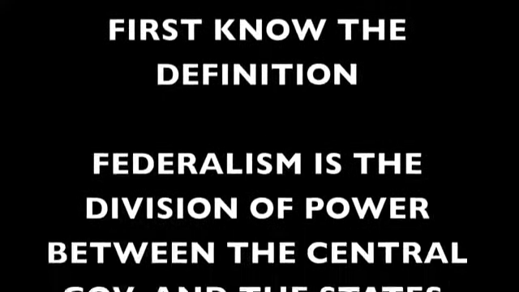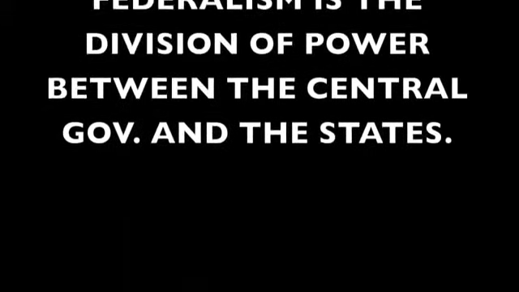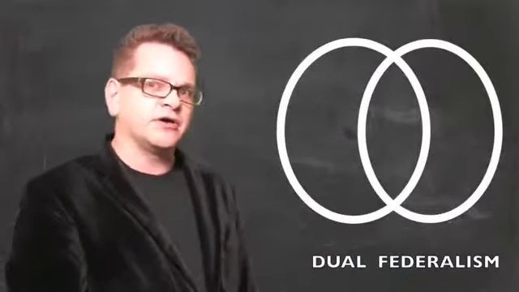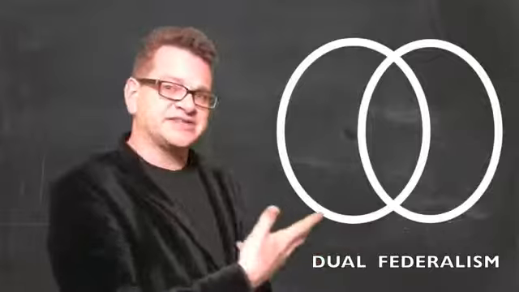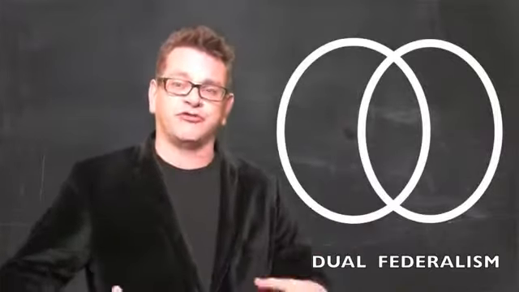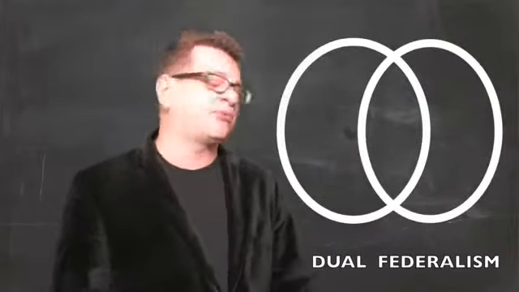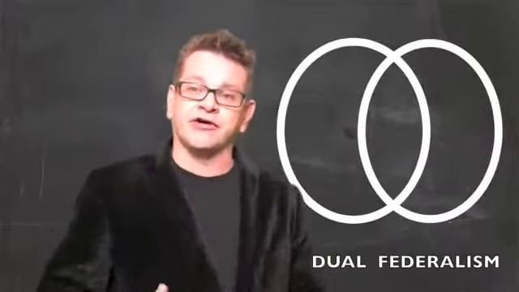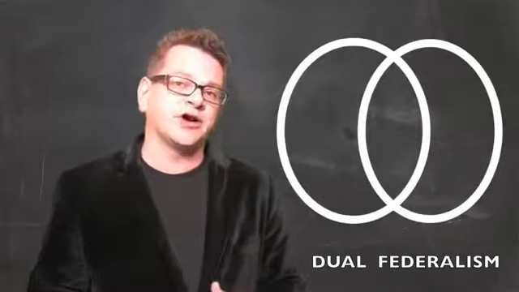Federalism is the division of power between the federal and the state governments. You might hear the term dual federalism, and I always think of that Venn diagram you've seen in school a million times, like the one right there. Dual federalism is a nice way to set up understanding constitutional federalism, because we can really plop on one side, the federal side, more than a couple terms.